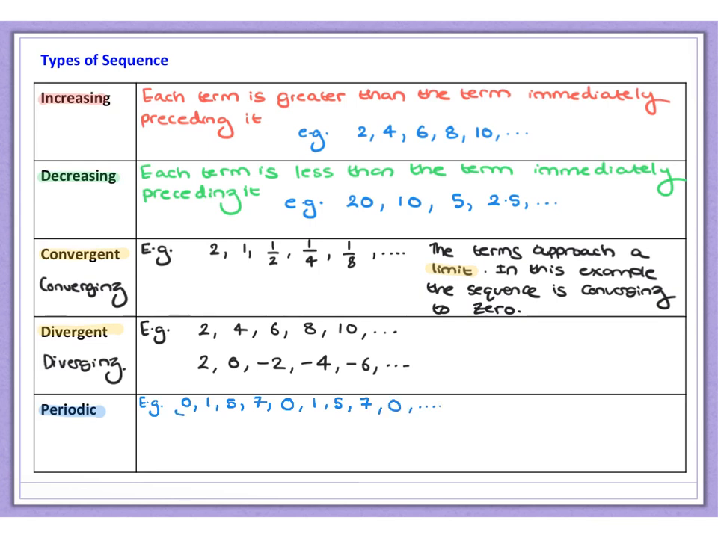So you can see this pattern of 0, 1, 5, 7 repeats again, 0, 1, 5, 7, and that's what makes the sequence periodic. Now this particular sequence would have what we describe as a period of 4 in this example, which is the number of terms before the sequence starts to repeat itself.